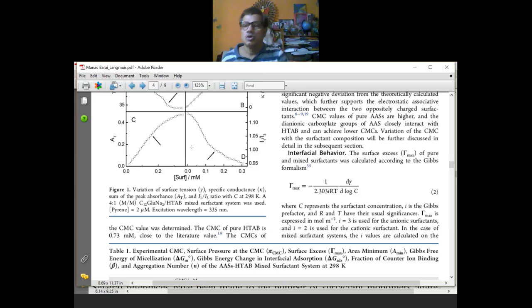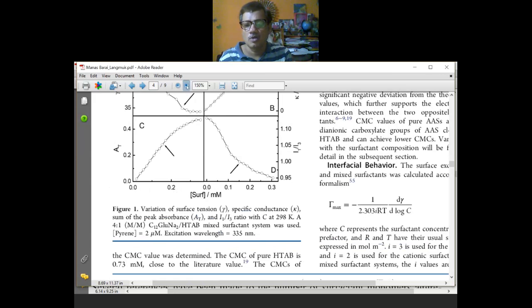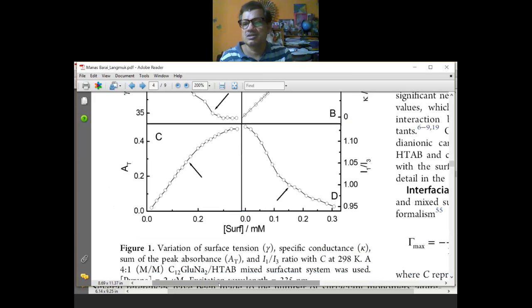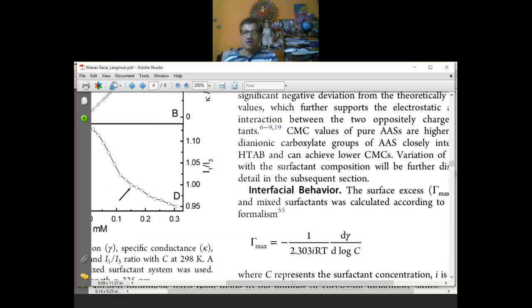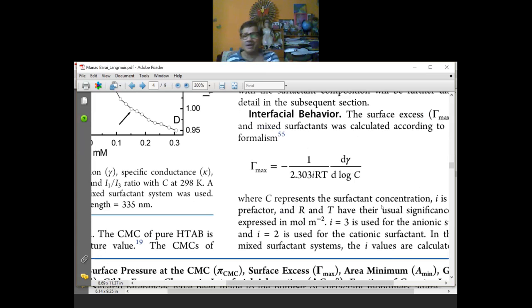Okay. So here you see, as I have given the equation, I have shown. So you make a plot. The equation takes the shape gamma max equals 1 by 2.303 nRT, minus. Why minus? Because if you increase the surfactant concentration, the surface tension decreases. The slope will be negative.